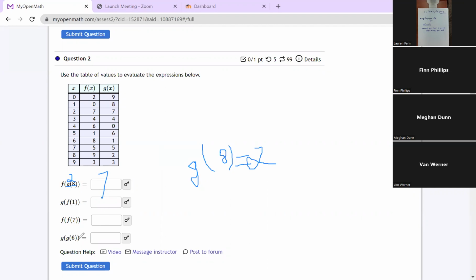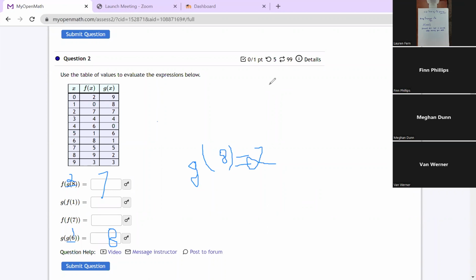Now, let's just do this bottom one. These are kind of dumb, but we'll do it anyway. Where do I start on this bottom one? G of 6, you start on the inside. What is G of 6? It's 1. So we replace G of 6 with 1, and now we want to find G of 1. What is G of 1? 8. Isn't this cute? Kind of like playing ping pong. For some reason, I think of it that way.